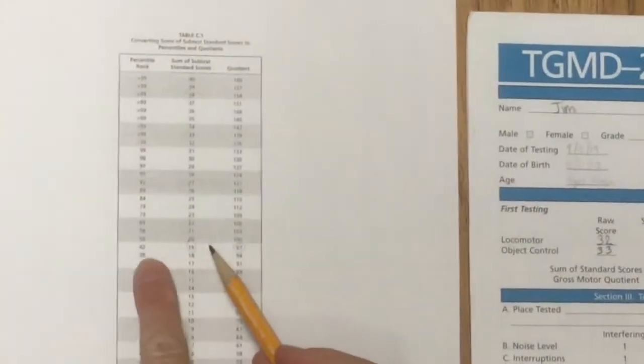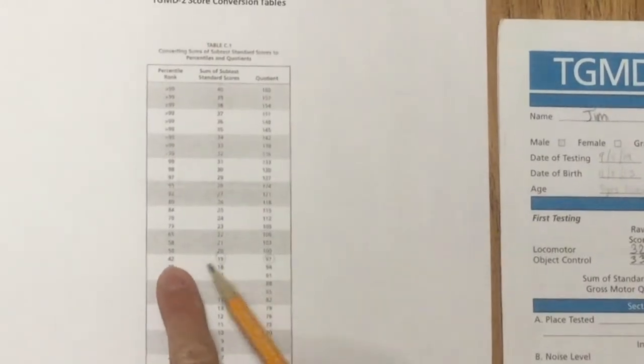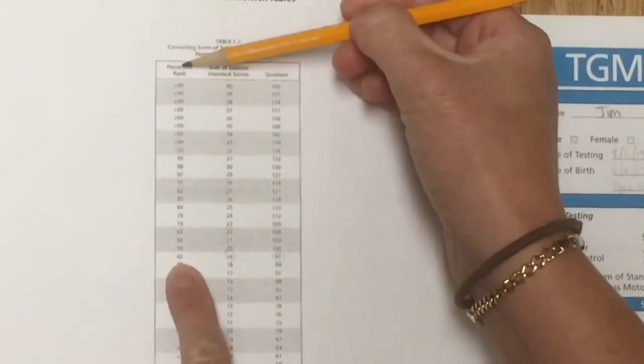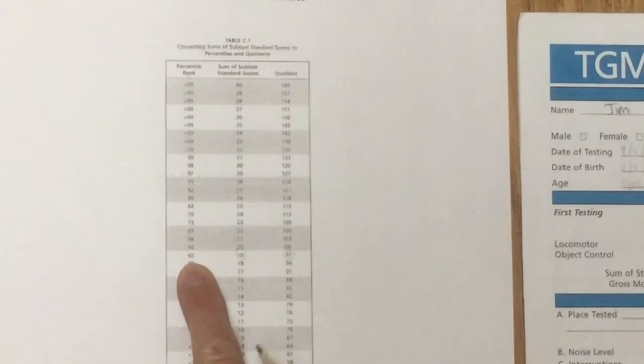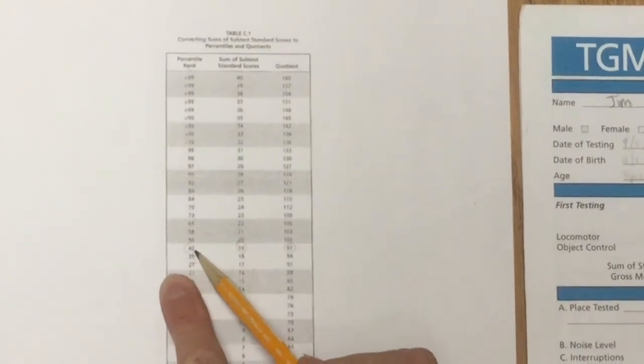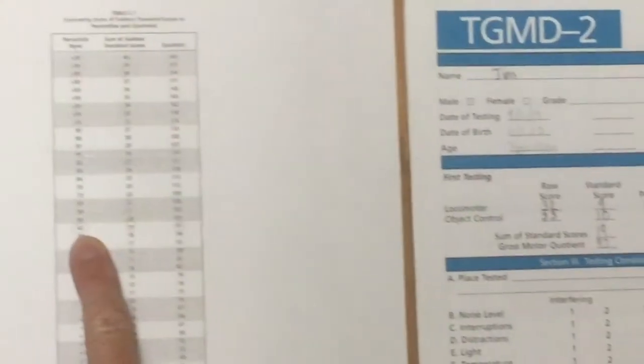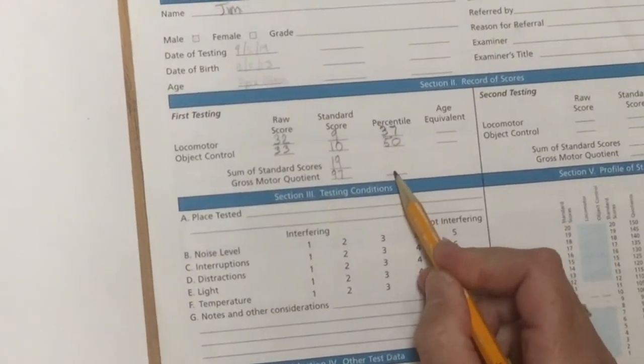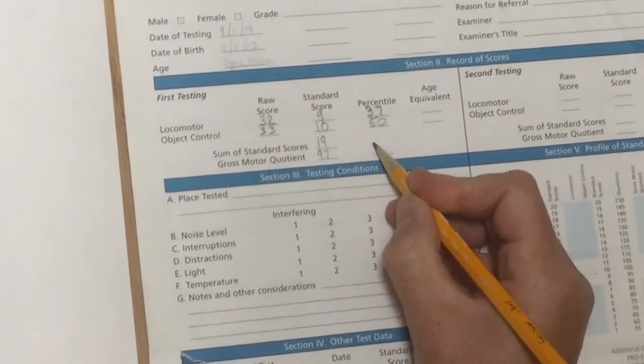To the left of that 19 is the percentile rank. So he scored a 42 in the percentile rank. So under percentile, there's a line. I'm going to put 42 on that line.